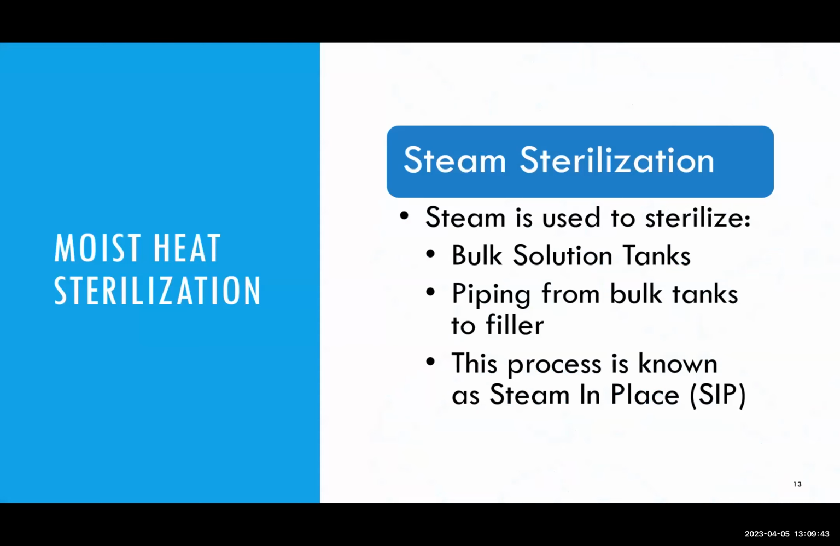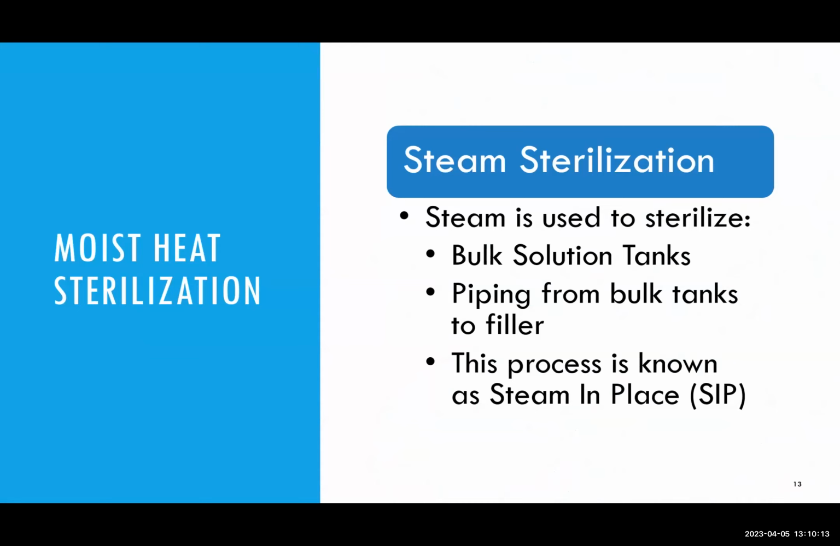So moist heat is steam sterilization. We can use steam to sterilize our solution tanks. So if you're working in a facility that makes a liquid, let's say we're making cough syrup, we will have a huge tank full of cough syrup. In that tank, in between batches, we can send steam through the tank, we can send steam through the piping, and it kills the germs that way.